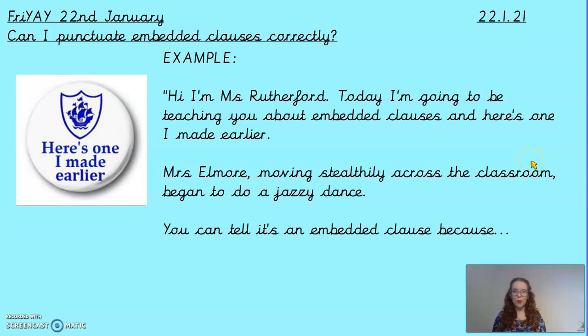Hello Year 5, welcome to Friday's English lesson where we are looking at embedded clauses just like we looked at yesterday and whether or not we can punctuate them correctly. Alright, so can I punctuate embedded clauses correctly? Here is a little example one that I made earlier.